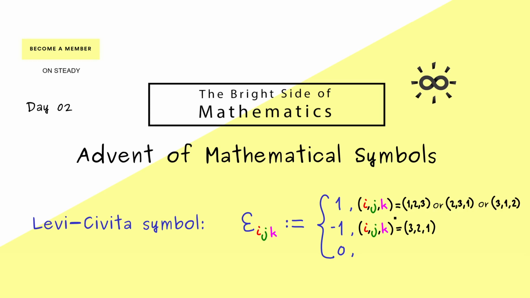Hence the third possibility here would be 3, 1, 2. This is also counting forwards. On the other hand, another possibility for counting backwards would be 2, 1, 3. Also here you should think in a cyclic way. And finally then the last possibility would be 1, 3, 2.